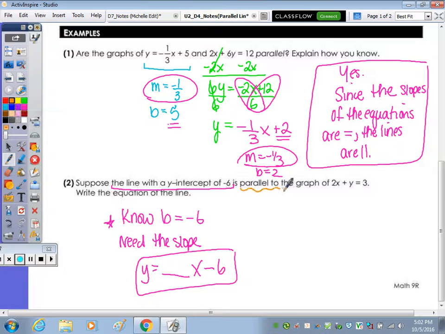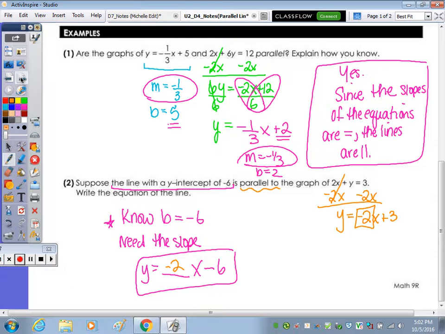To determine the slope, I need to look at the equation that's given because it's parallel to that. So if I know the slope of this, I know the slope of my line. To solve for y, I'm going to subtract the 2x, and y equals -2x plus 3. This is what I want, the slope, so I'm going to put my slope of -2 here. And we're done.